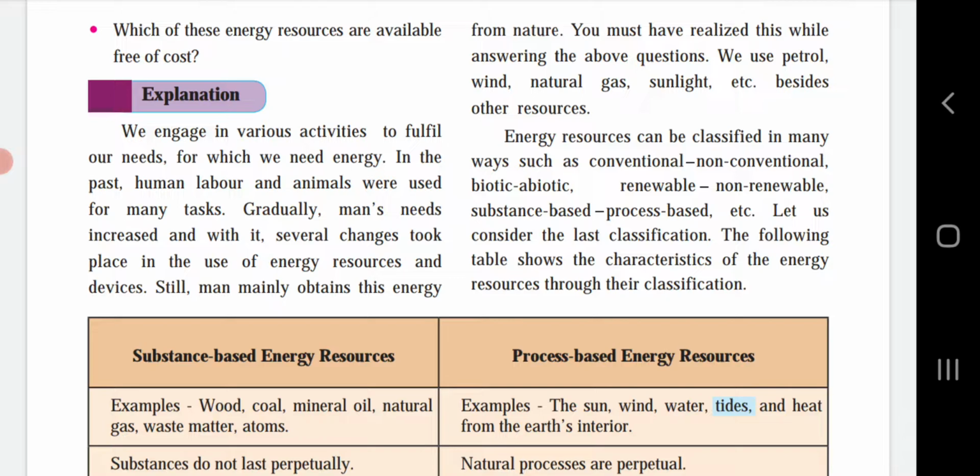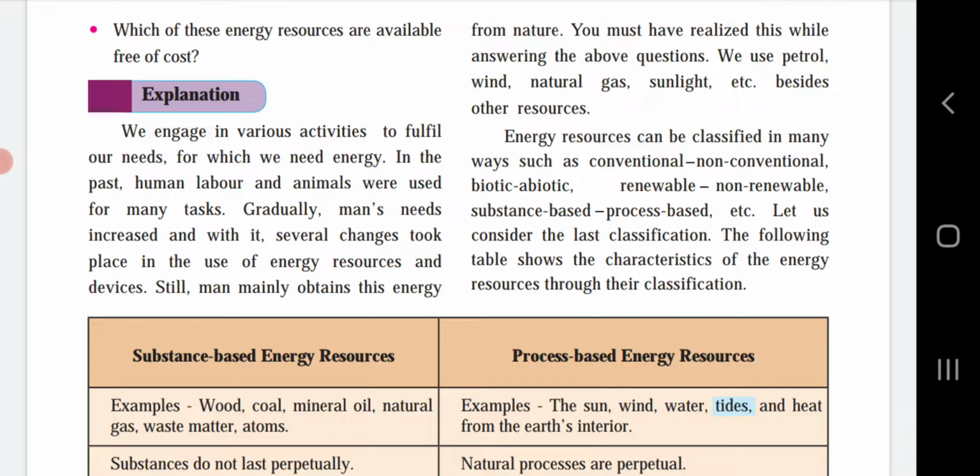Beside other resources. As previously the population level was less, we could totally depend on the natural resources. But now, as the population is increasing, the demand for natural resources is also increasing, due to which we are moving towards artificial materials or artificial energies. On a free basis, sunlight, wind and natural gases are natural resources which we can get directly from nature.